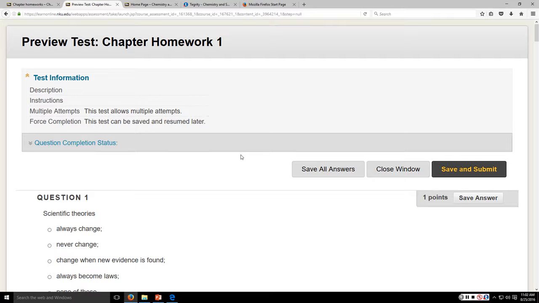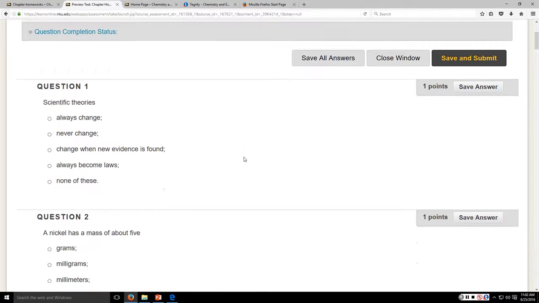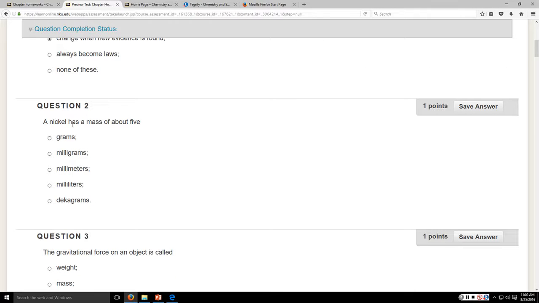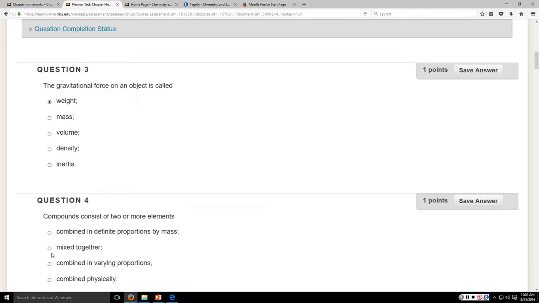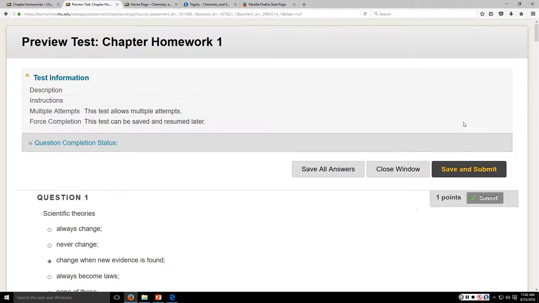So here, for example, it pulls 25 questions at random from the test bank. There's probably 100 questions for the first chapter, and you just go through it. Scientific theories, always change, never change, change. And Nicola has a mass of about 5. And I'm going to randomly choose a couple here. Hopefully I get one right and one wrong or something.